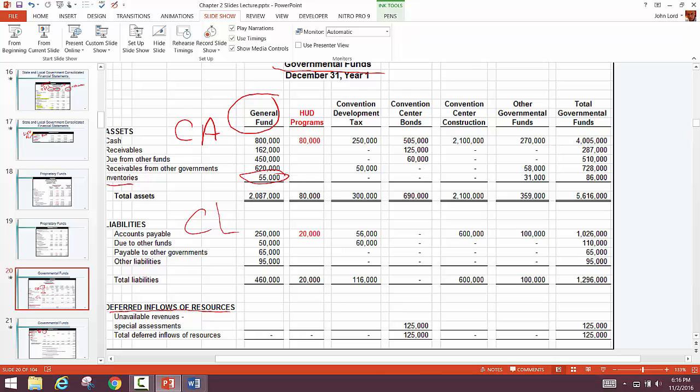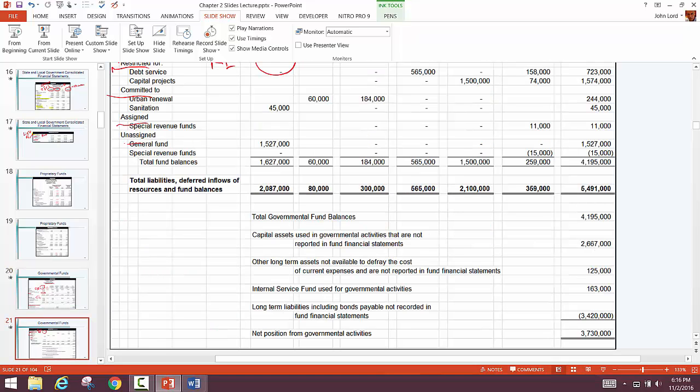I come all the way down to my fund balance. Do you see where it says fund balance? You see that number, 4,195,000? Is that the number I'm looking for? That's not the number I'm looking for, right? So what's happened? I'm using full accrual accounting at the government-wide level when I'm using modified accrual accounting for these fund statements, don't I? So I go ahead and prepare my reconciliation, and the numbers are bigger, but the logic is the same.